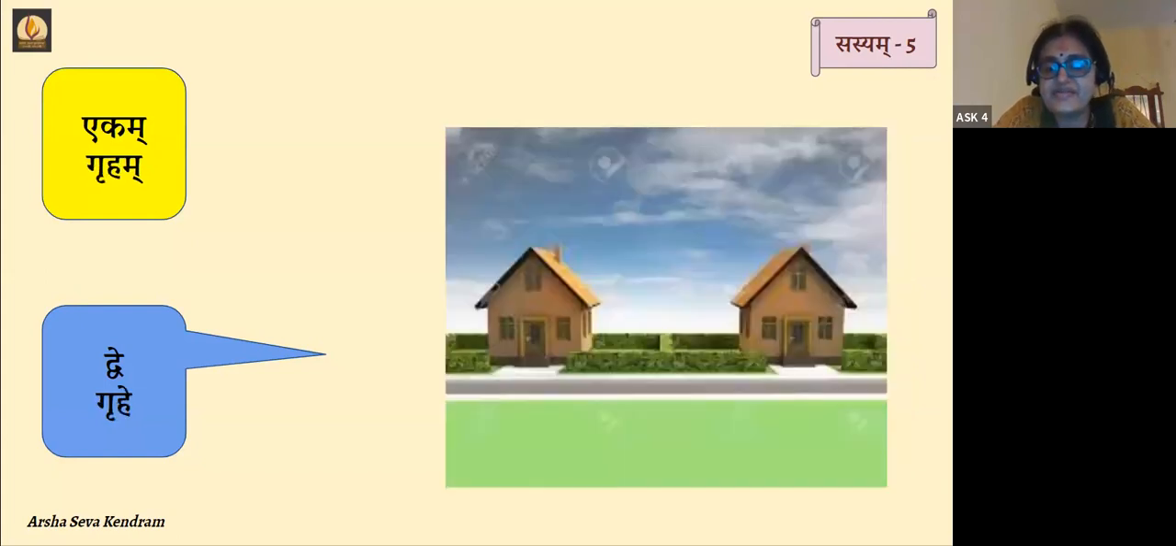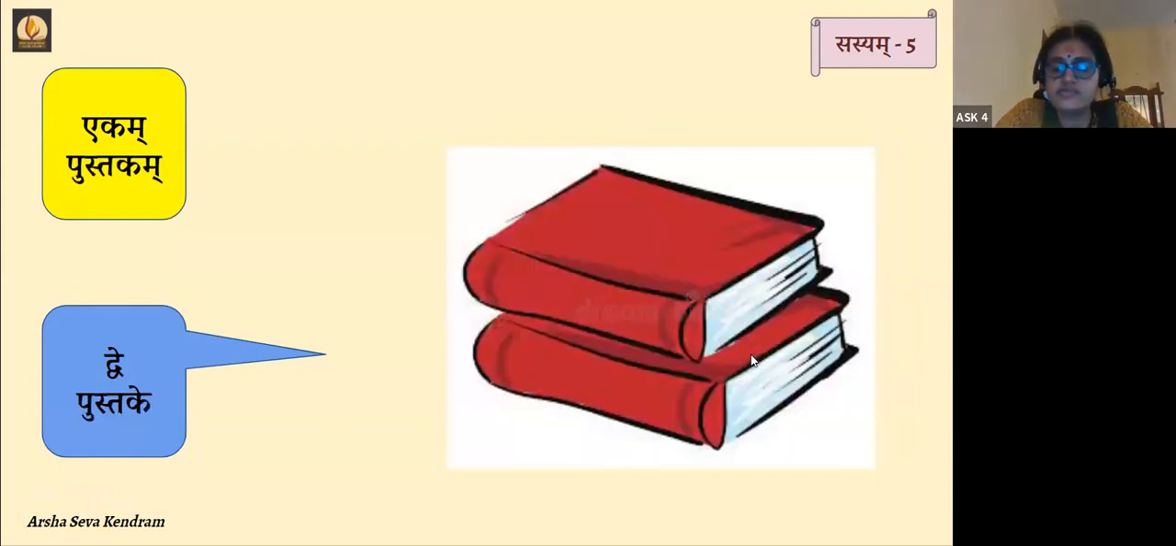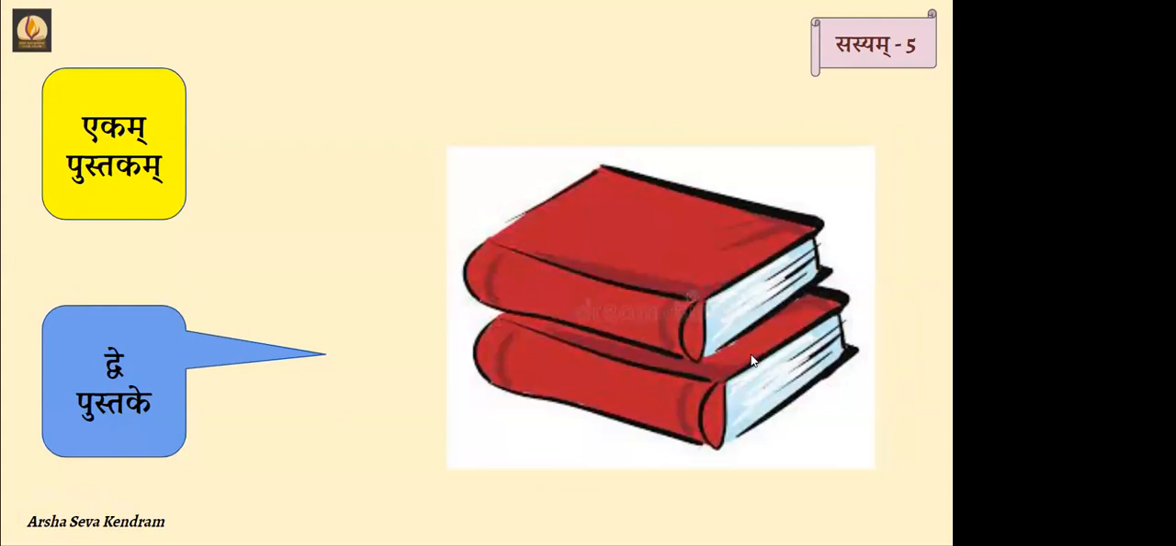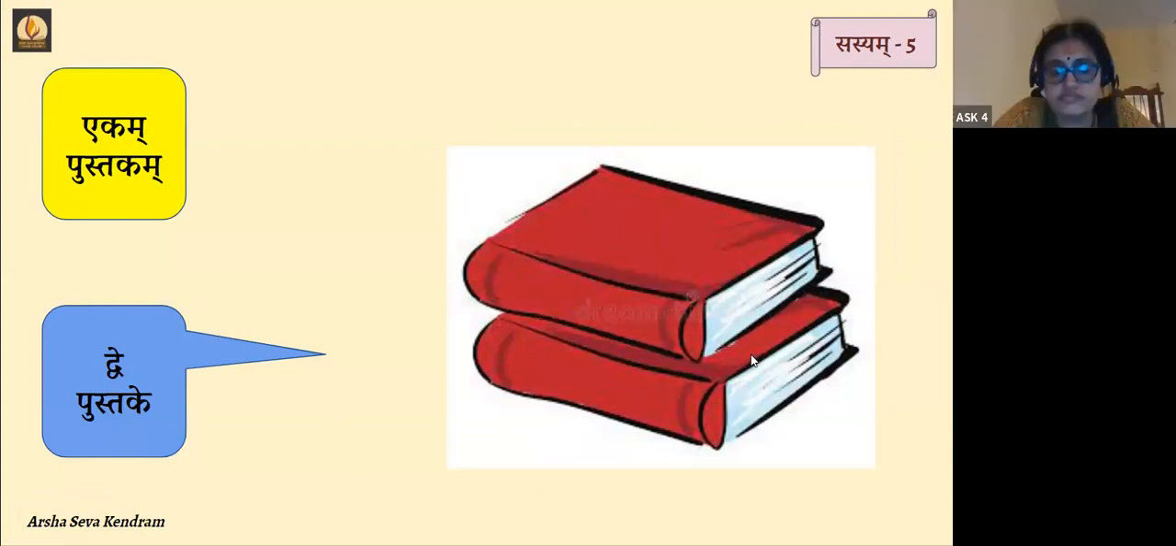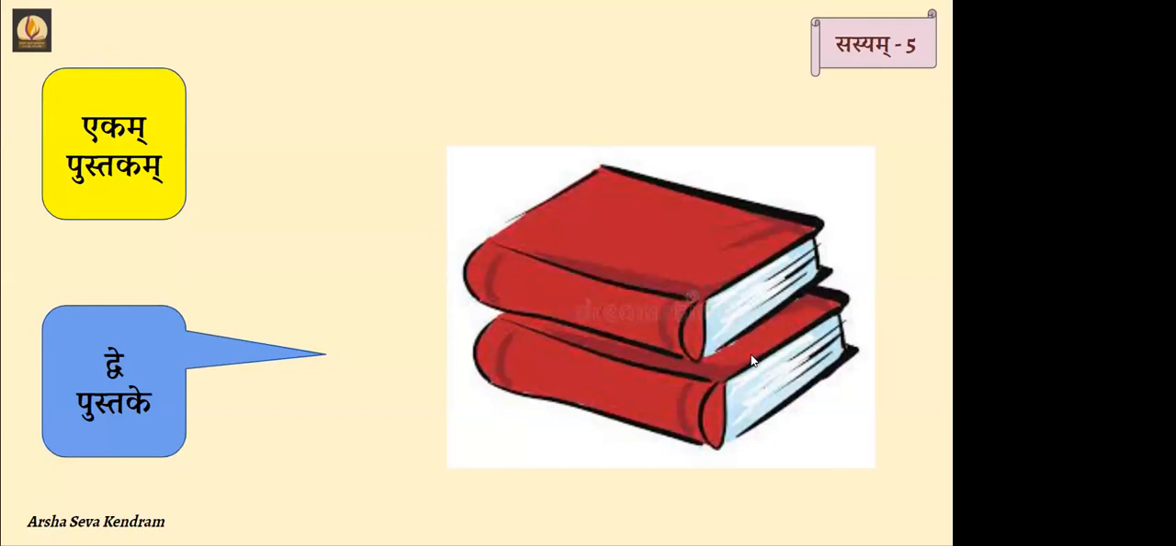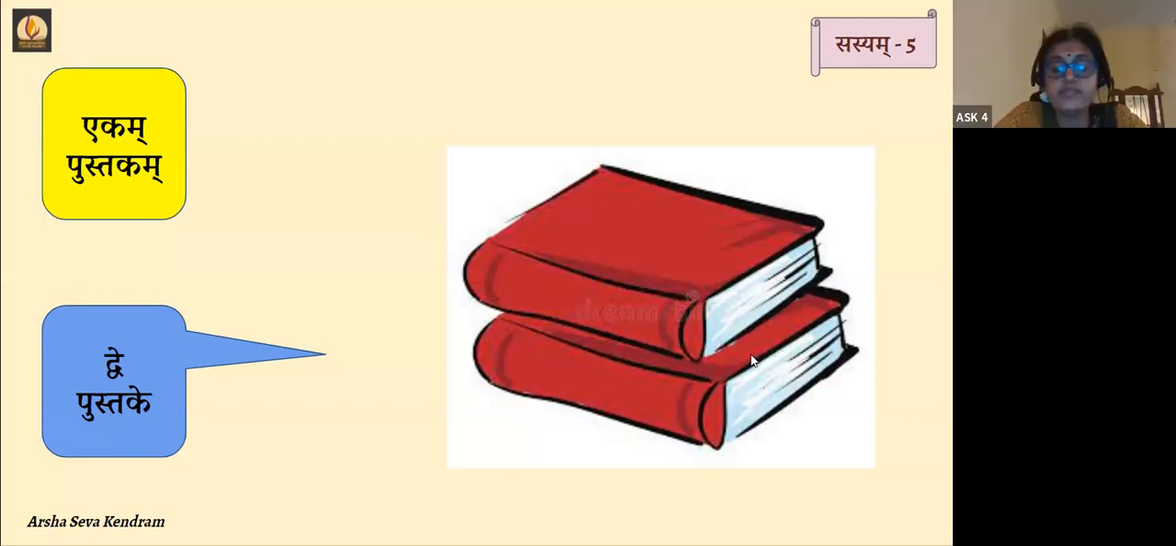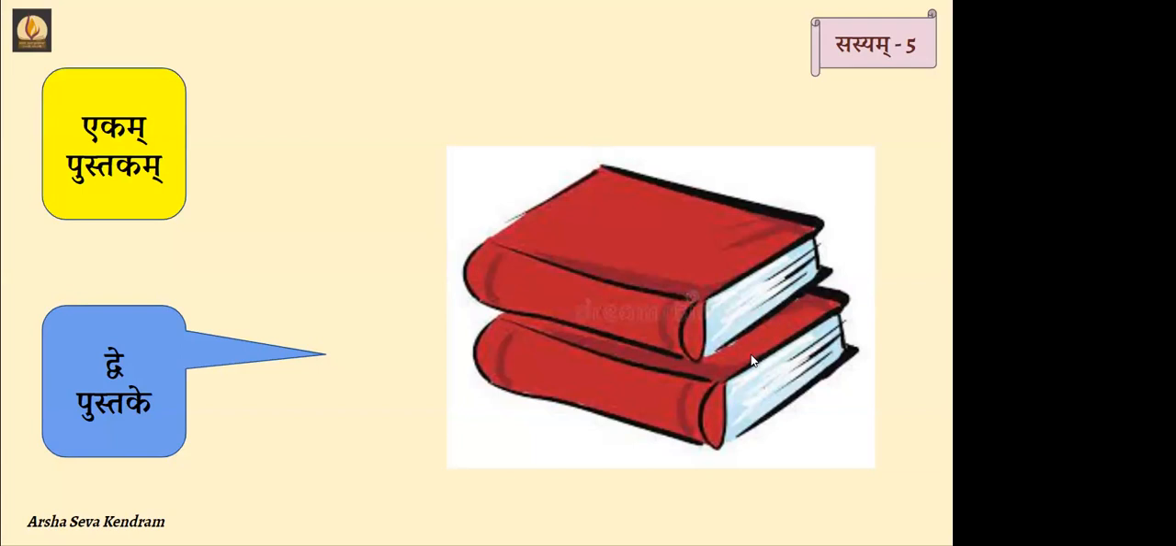Astu. Lalita Mahodaya. Ekam griham, dve grihe, trini grihani. Samyak. Pooja Mahodaya, do you want to try? Ekam pustakam, dve pustake. And 3 books? Trini pustakani. Ekam pustakam, dve pustake, trini pustakani.